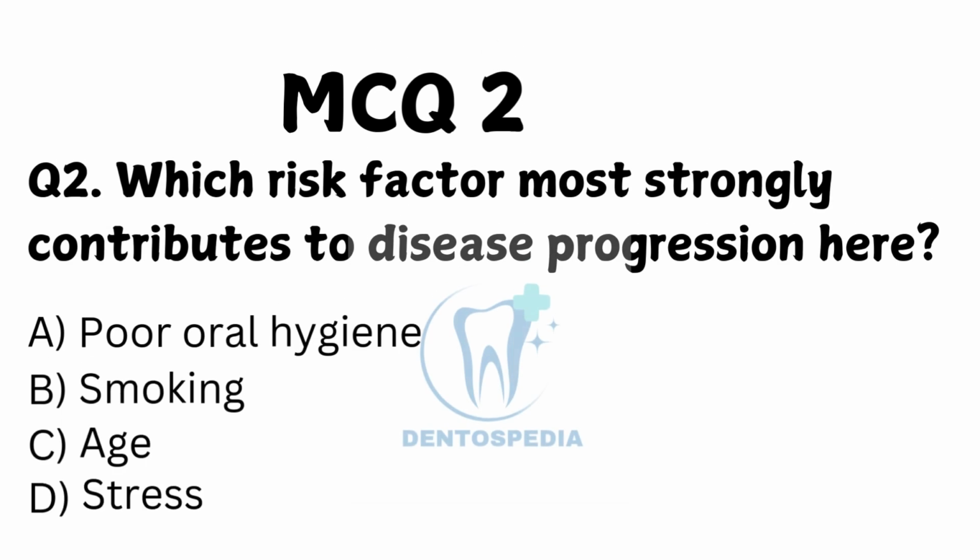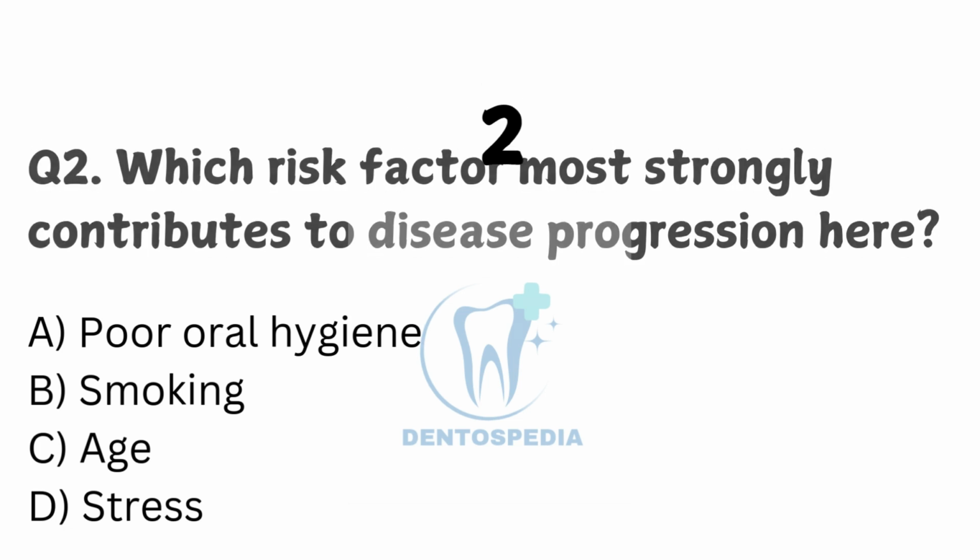Question 2. Which risk factor most strongly contributes to disease progression in this case? Option A. Poor oral hygiene. Option B. Smoking. Option C. Age. Option D. Stress. Think for a moment.